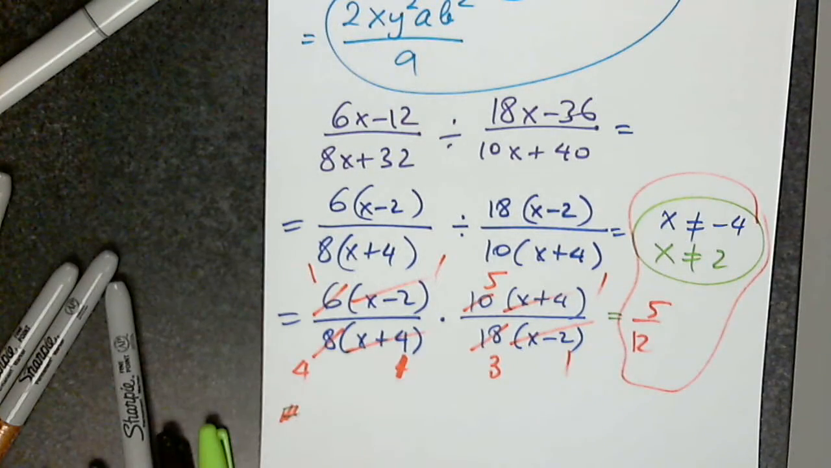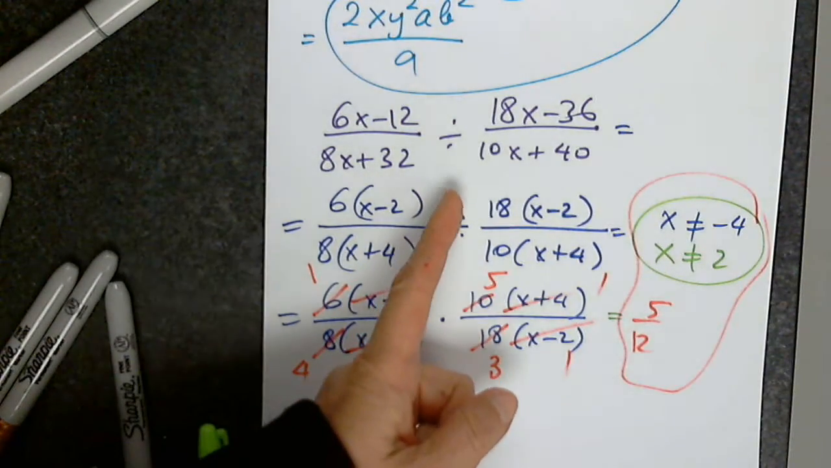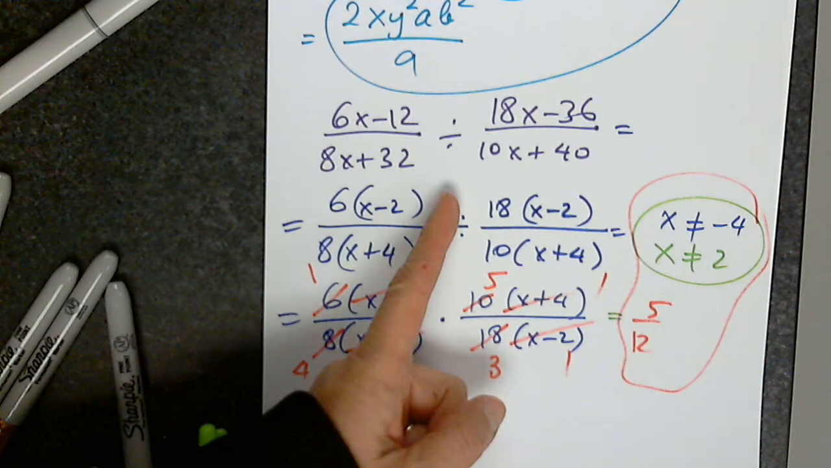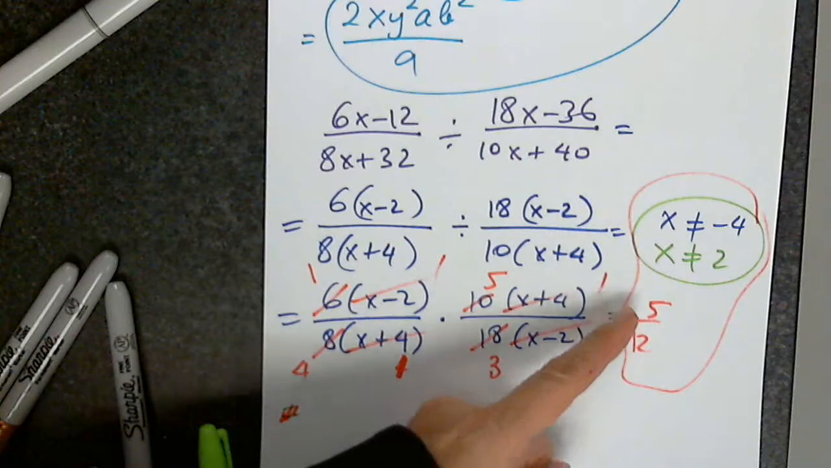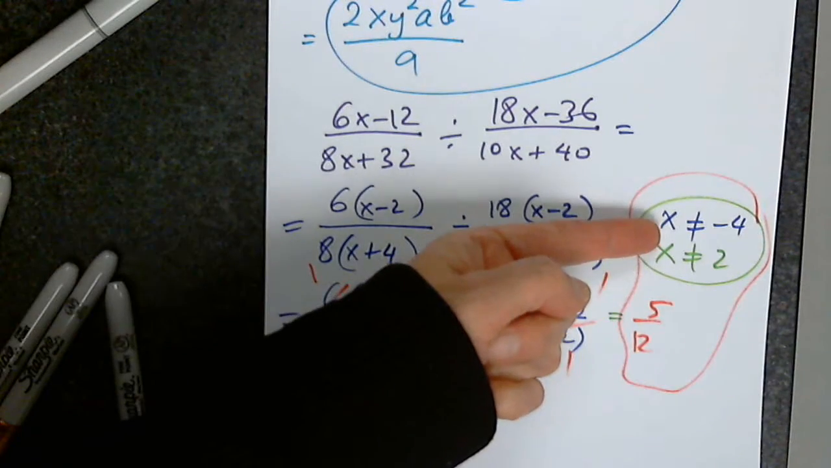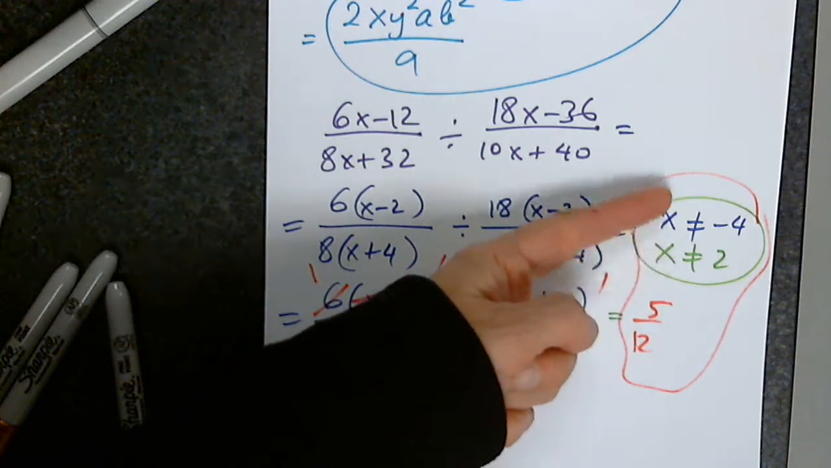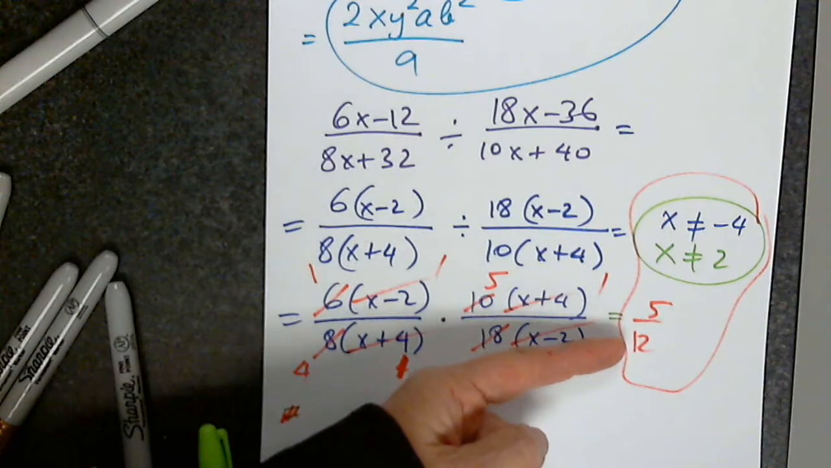You will say that this expression, that is a division, simplifies to 5 over 12 only when these conditions are fulfilled. If they're not fulfilled, the final answer is not 5 over 12.